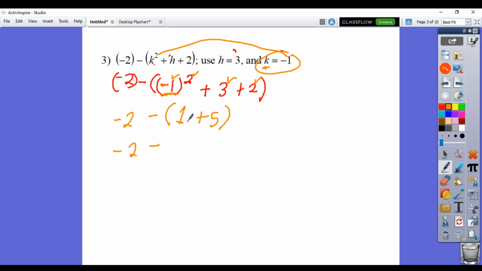-2 minus, still, I'm going to work at the parentheses. What's 1 plus 5? It's going to be 6. This portion here is 6, but there's a negative outside, so this will become -6. -2 minus 6 will give you -8, and that's the answer. Kaboom.